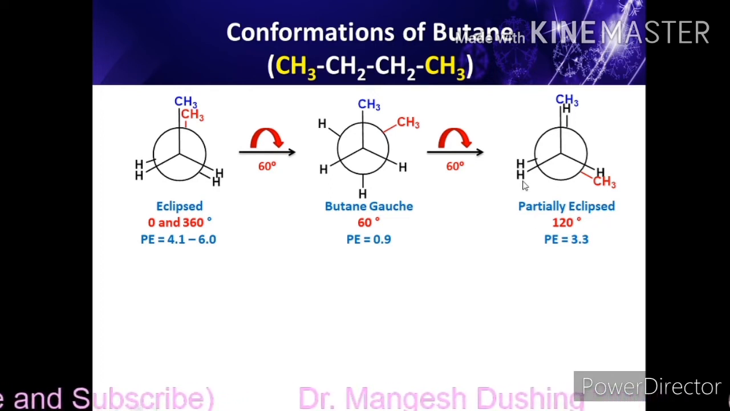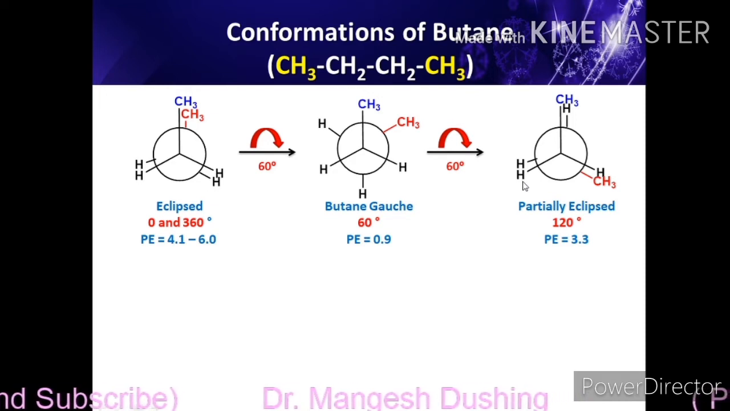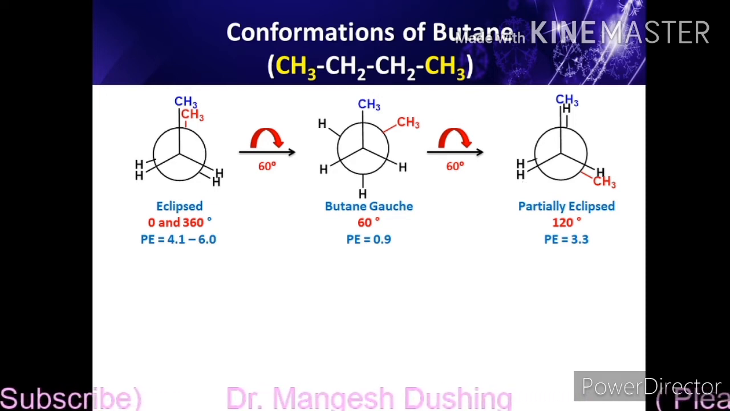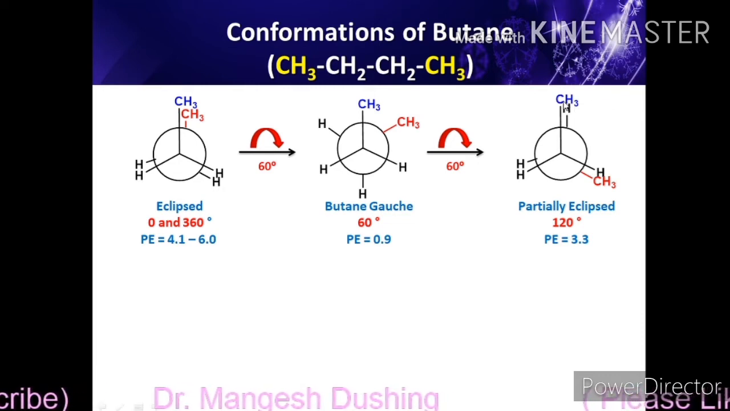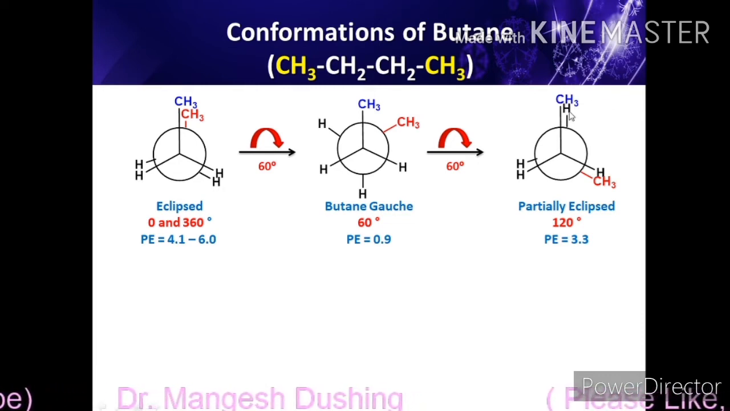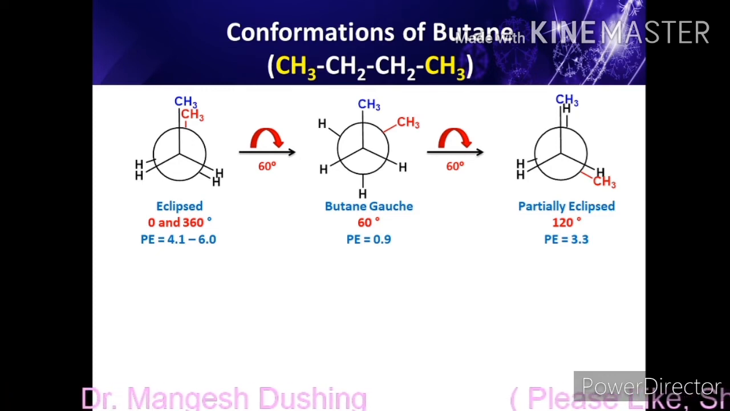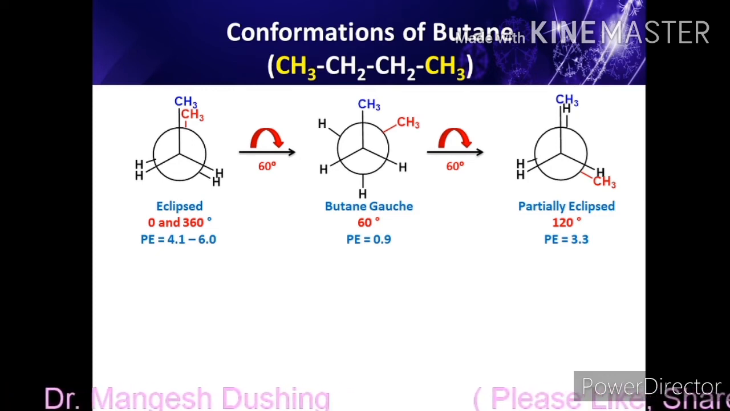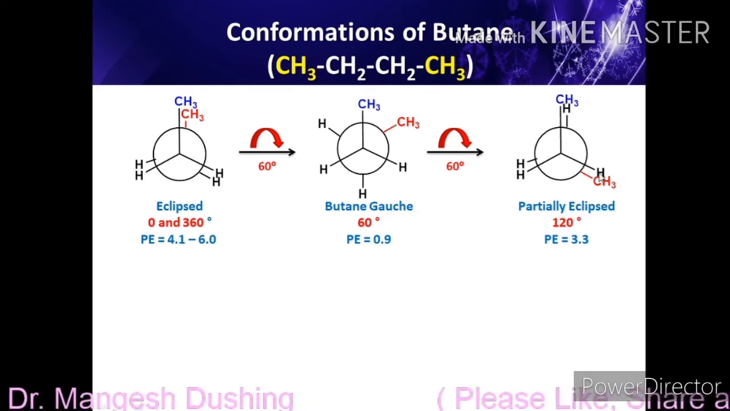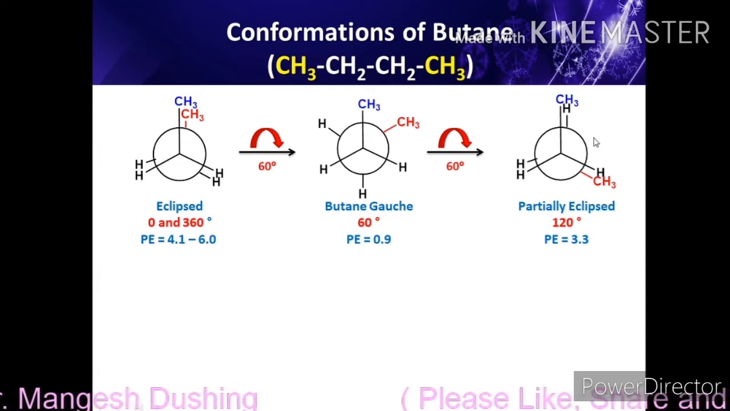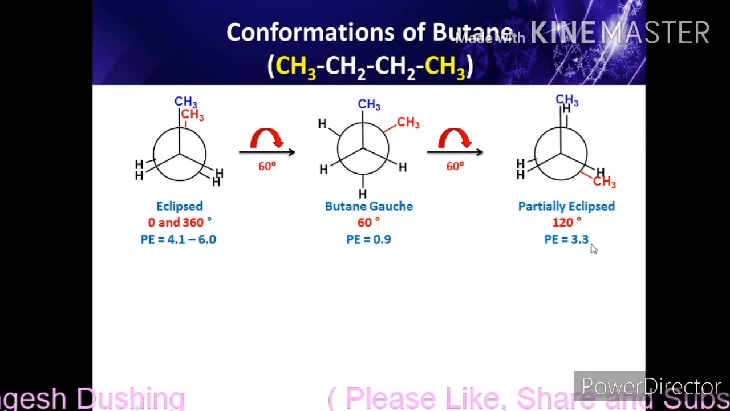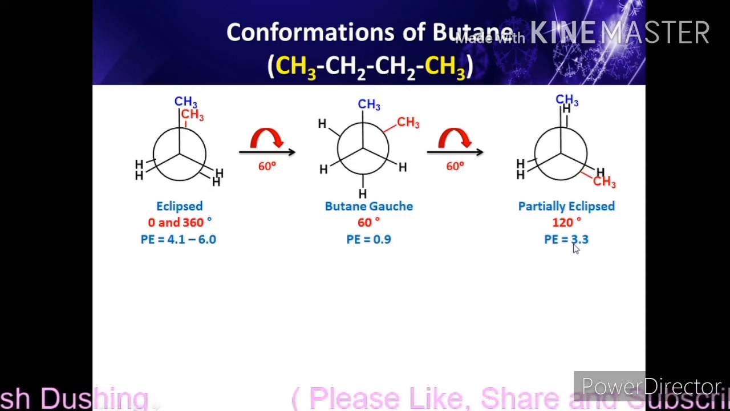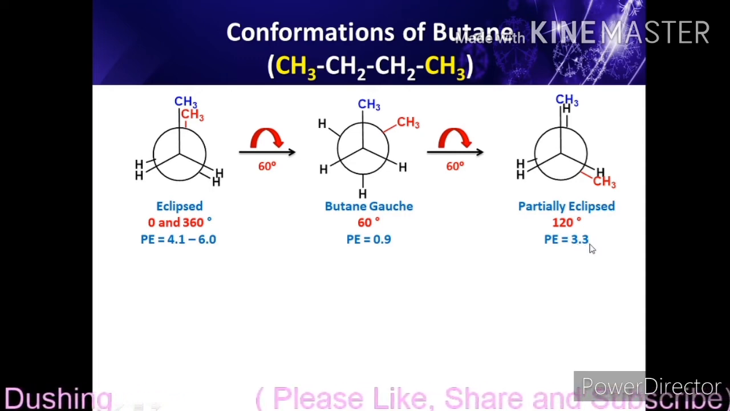Potential energy: if hydrogens are eclipsed, we know that energy rises around 1.0 kilocalorie per mole, and if methyl and hydrogen are eclipsed, energy rises around 1.3 kilocalorie per mole. Similarly, the same over here, 1.3 kilocalorie per mole. So 1.3 plus 1.3 plus 1 becomes 3.6. Sorry, here this is 3.6 kilocalorie per mole.